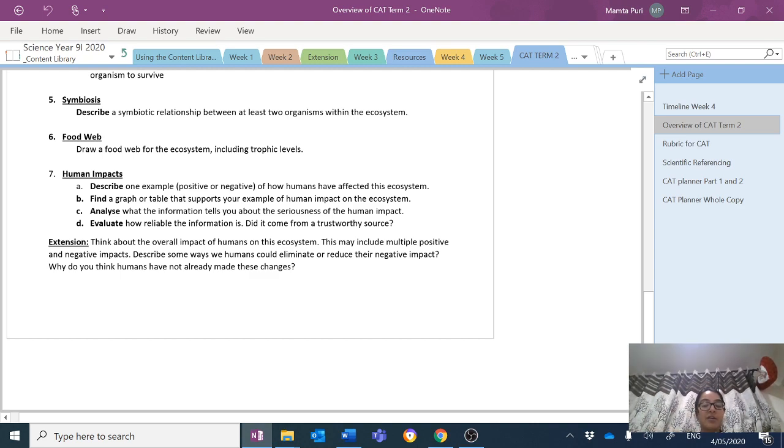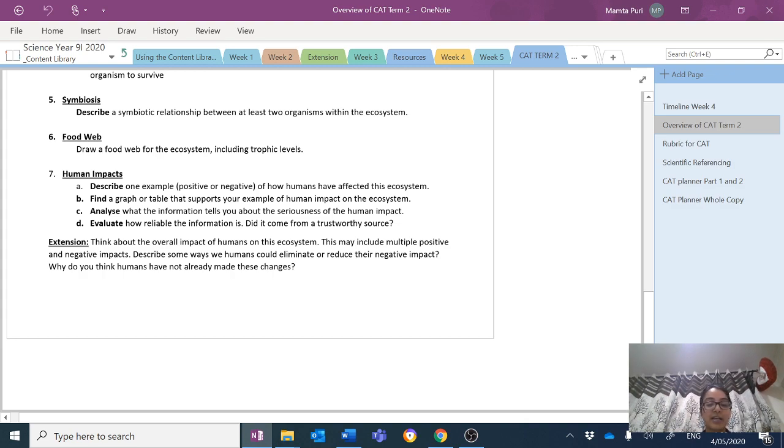Describe some ways we humans could eliminate or reduce their negative impact. So if you are thinking about how humans have destroyed that habitat, in your extension part, you will think about how you can fix up the habitat now. What measures are scientists looking for in order to fix the destruction of the ecosystem? Okay, what are the plans? So this could be seen as your extension bit for your report.